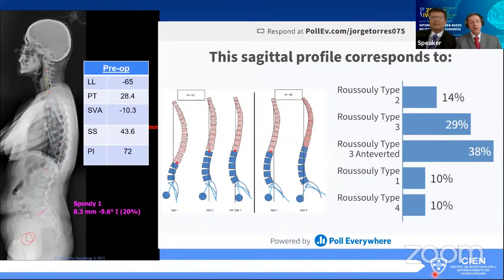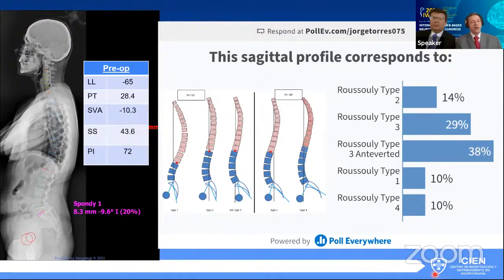It's 43.6 degrees. So that will take us already into one of three profiles, either a type 3, a type 4, or a type 3 antiverted. So next in line, what should we do? Well, to distinguish a type 3 from a type 3 antiverted, the pelvic tilt is going to be the guideline. If you have an increased pelvic tilt, then it's going to be either a type 3 or type 4, which probably is telling you that there's a compensation mechanism going on. In a type 3 antiverted, you would have either a very low pelvic tilt, close to zero, or even a negative pelvic tilt. So that would exclude the antiverted type 3.